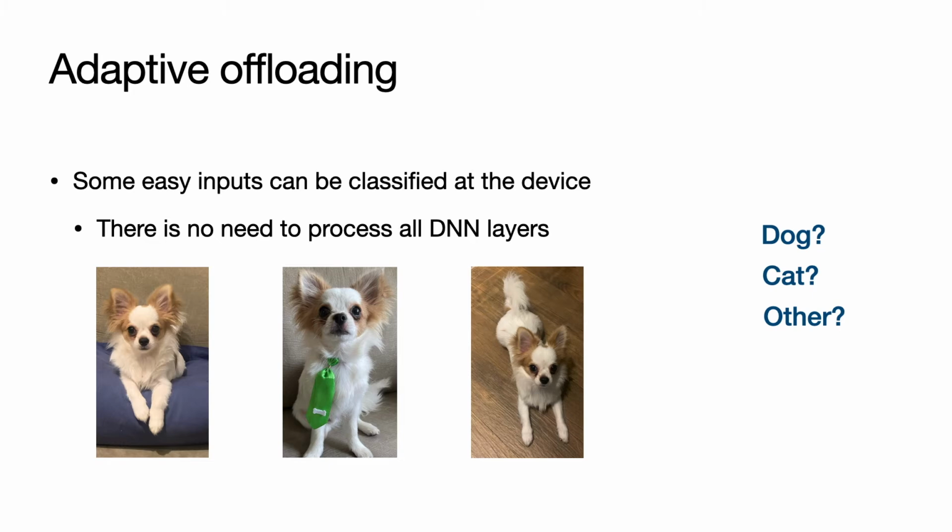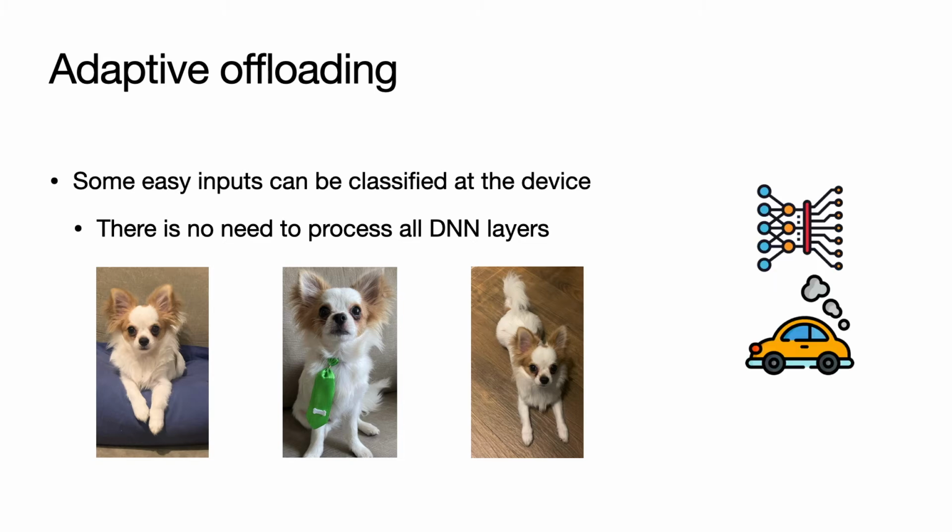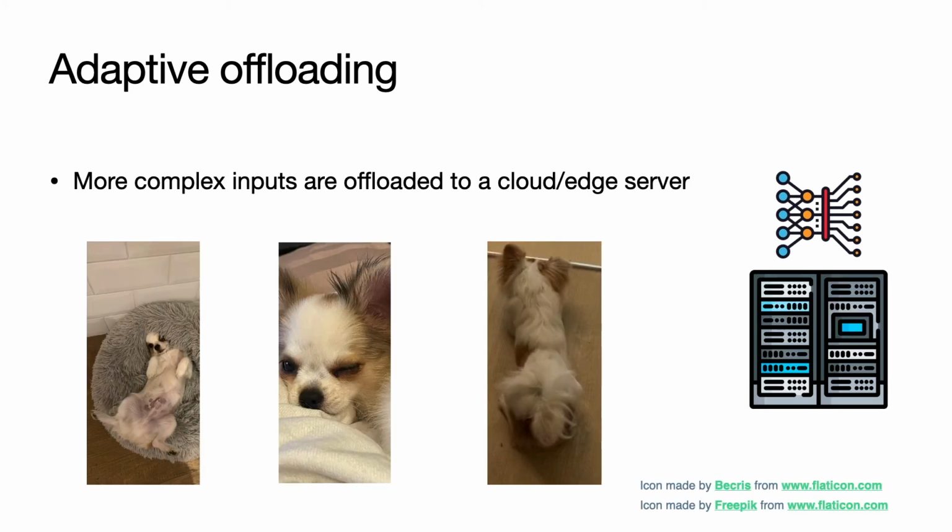So, our research considers the adaptive offloading approach. The idea is that we don't need to process all layers for some easy inputs. For example, these photos easily indicate a dog. As we use few layers, we can process it on the device. More complex inputs are offloaded to a server, which processes all neural network layers.